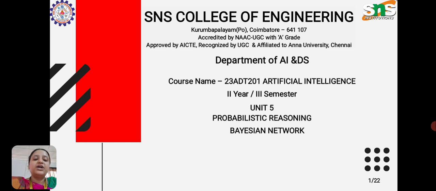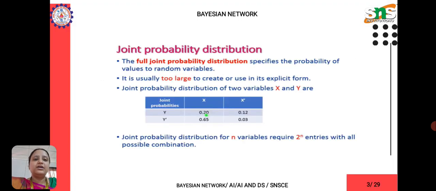In continuation of the previous video, in today's session we are going to see what a Bayesian network is and how it is involved. In this Bayesian network we will see what the joint probability distribution is.